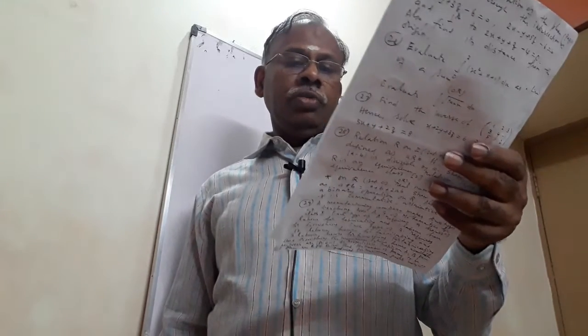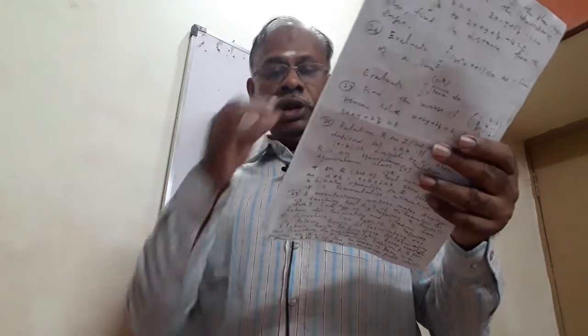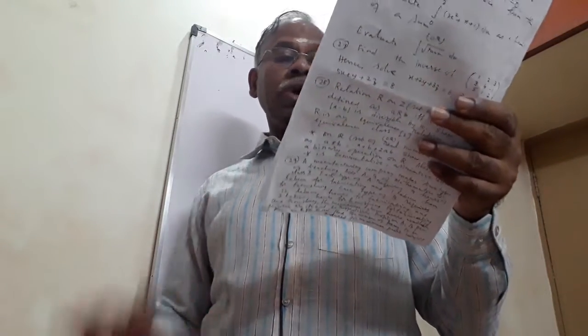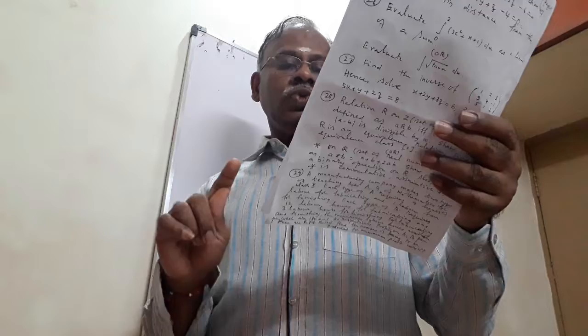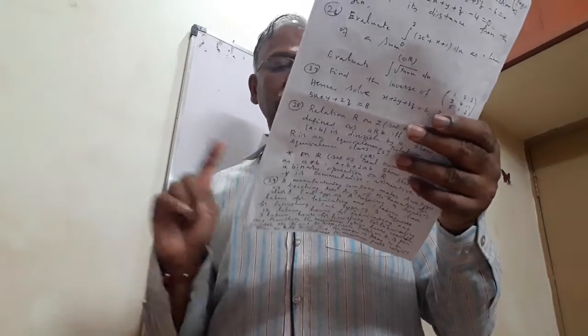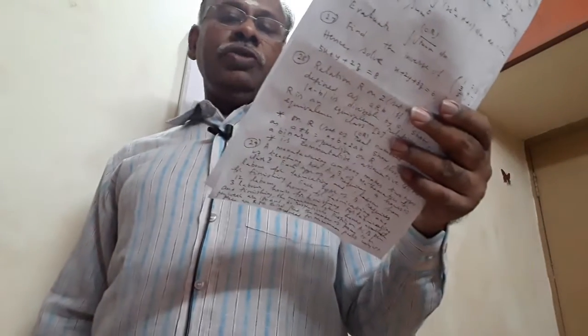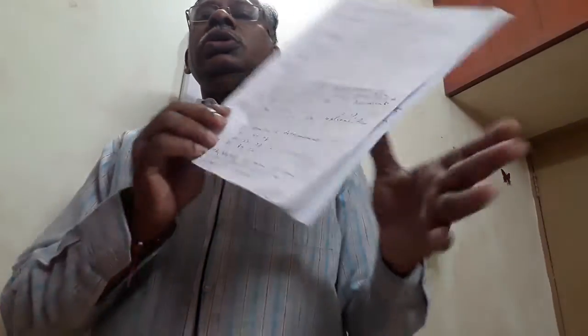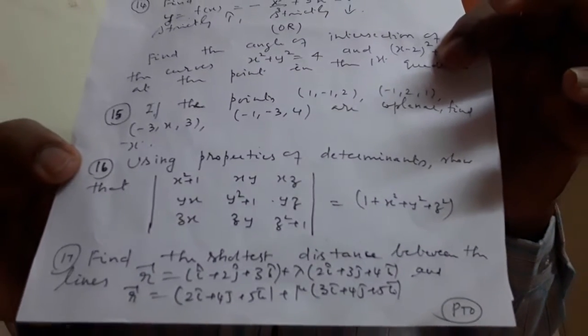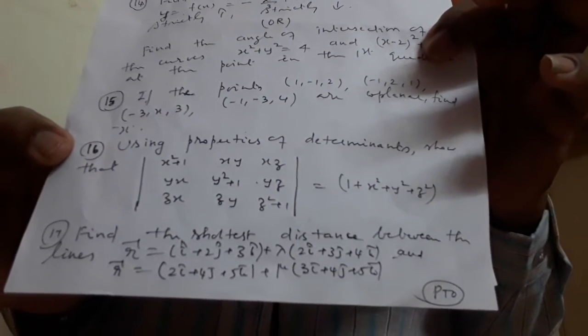Using properties of determinants, show that the determinant x square plus 1, xy, xz; yx, y square plus 1, yz; zx, zy, z square plus 1 is equal to 1 plus x square plus y square plus z square. Just read the 16th question. Let me just see.